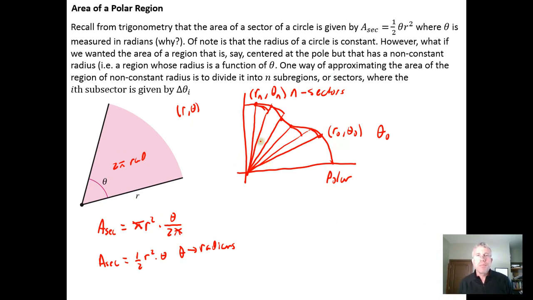So when we sweep through from theta naught to theta sub n, when we sweep through this angle, the angle we've swept through is theta sub n minus theta naught.